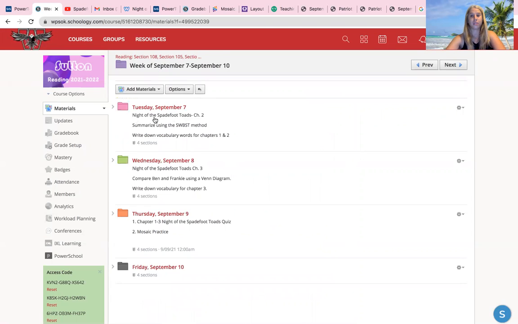You can also see what's expected today if you need to have that. I like to write that so I know. So we're reading chapter 2 today of Night of the Spade Foot Toads. You're going to summarize using the SWBST method, which we covered last week. I'm also going to show you how to do that for those that may have missed. Super easy. Don't get stressed. It's just an easy way to summarize a chapter or a book.